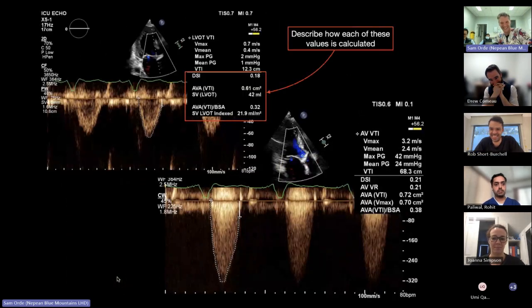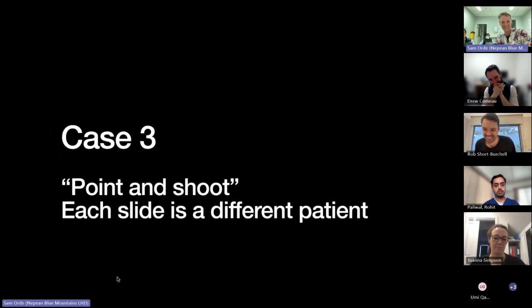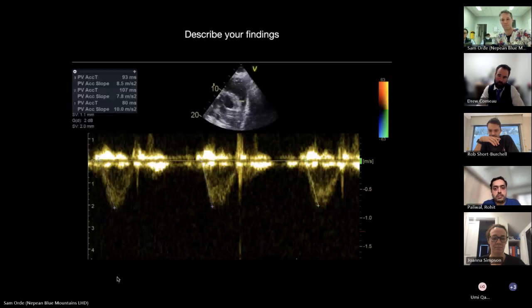Awesome. So it's exactly the same as with other areas. Rock and roll. Rohit, you want to have a crack at this one? So each Viva will have one question that will be along these lines, point and shoot. It'll say point and shoot, and each slide is a different patient. Cool? Okay.